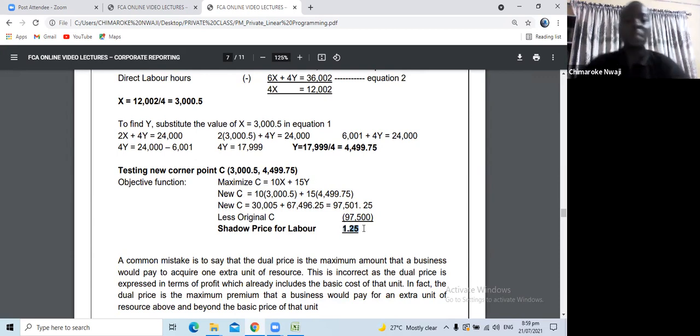A common mistake people make is to think that shadow price or dual price is the maximum amount that a business will pay to acquire one extra unit of scarce resource. No, this is incorrect, as the dual price is expressed in terms of profit, which already includes the basic cost of the unit. In fact, the dual price is the maximum premium that a business will pay for an extra unit of the resource above and beyond the basic price of that unit.